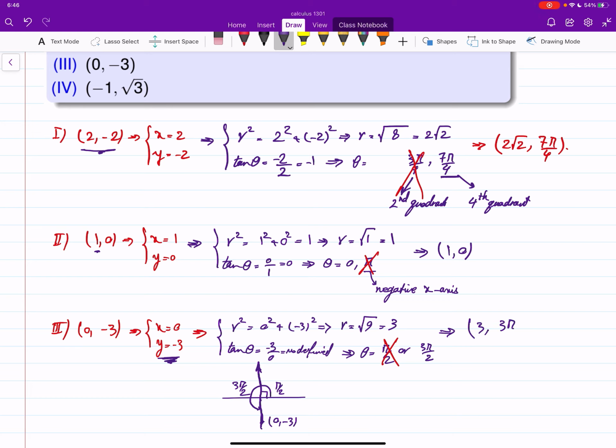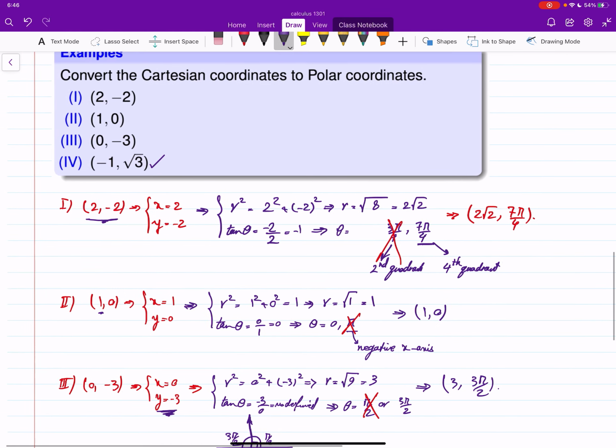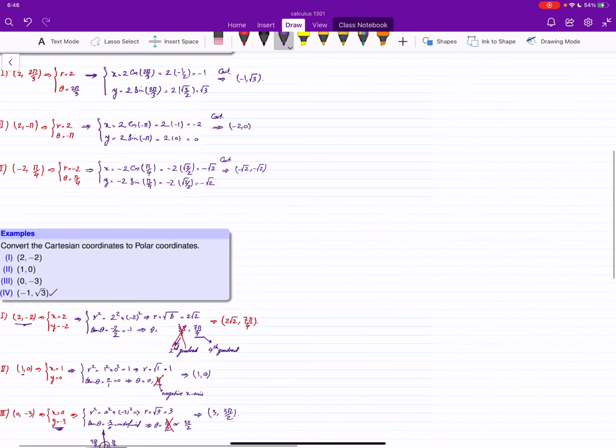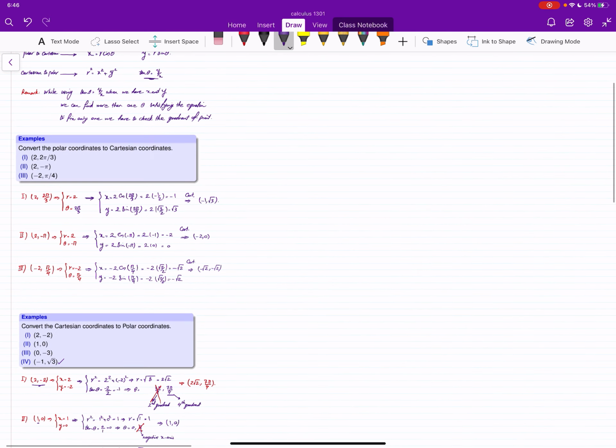There's one more left. I will leave that one for you. But you see that when you're going from Cartesian to polar coordinates, to find theta, you have to work a little bit more.